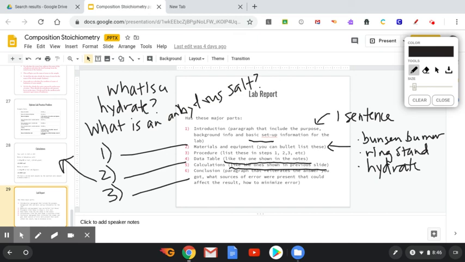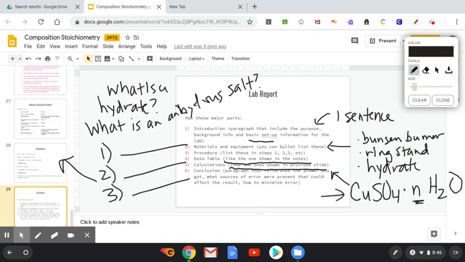And then you're going to have a conclusion paragraph, and that reiterates your answer. Remember, your whole point is to figure out what your water of hydration is. The salt that you are going to use is copper 2 sulfate. So you're going to try to find out how many waters are in copper 2 sulfate.